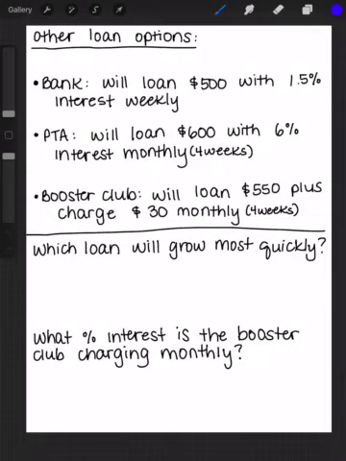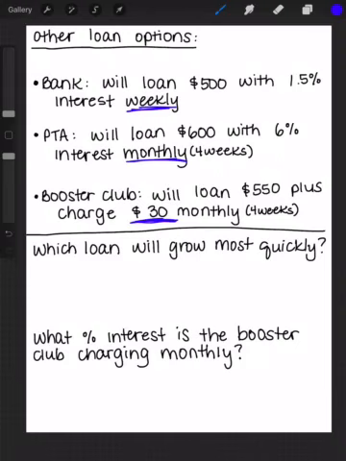So right here we have the bank will loan us $500 with a 1.5% interest weekly, and that's important. The PTA will loan $600 with 6% interest monthly, which is equivalent to 4 weeks in this case. The Booster Club will loan $550 plus charge $30 monthly. So this one doesn't tell us the actual interest rate. It doesn't tell us the percent. It's telling us you're going to owe an extra $30 each month. Okay, so which loan will grow most quickly? Let's figure out what the loan is for each of them.